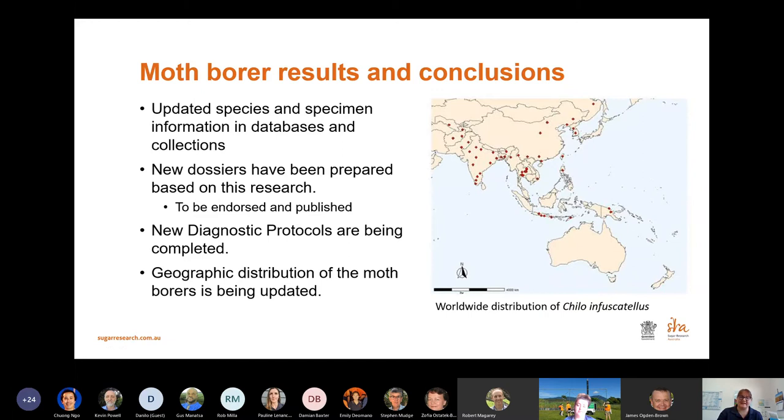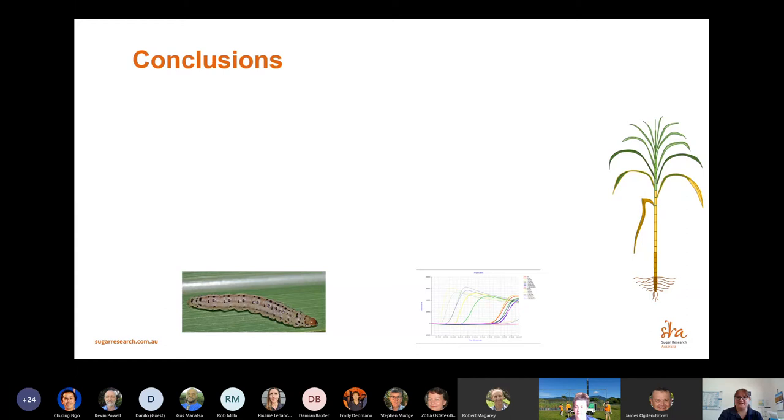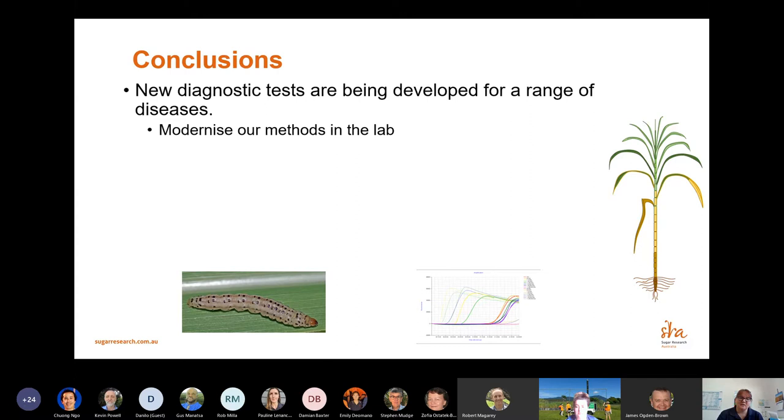What are our conclusions? What are the take-home messages from this talk? Well, firstly, we have been developing new diagnostic tests for a range of diseases. We really want to modernise our methods in the lab. I don't want to be using tests that are older than me. It's like a car. You don't want to drive a car that's older than yourself.